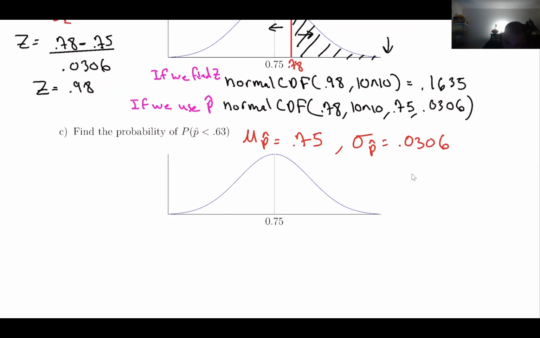So first we're going to do 0.63. 0.63 is to the left of 0.75. If you look at this one, it's pointing to the left-hand side, which means we shade the left-hand side. So since you requested straight into normal CDF, we're going to go straight into normal CDF.